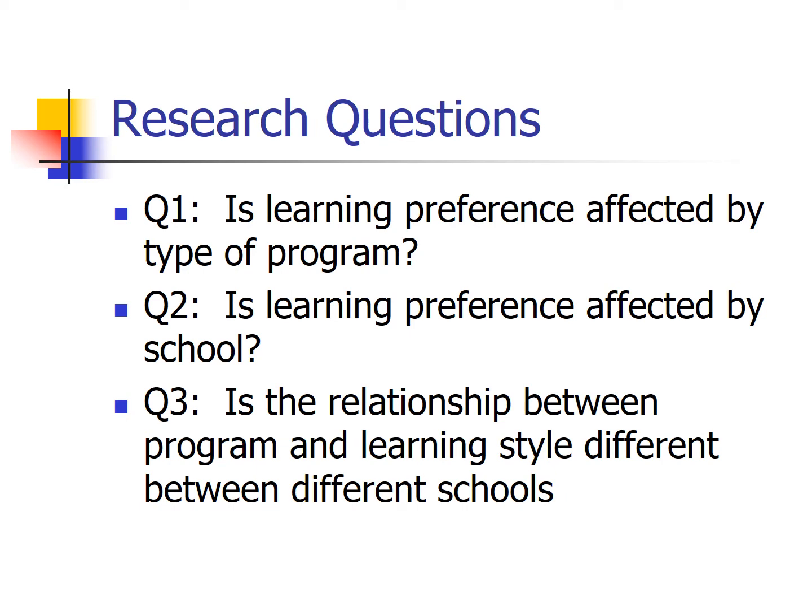So the researchers had three main questions. The first main question was, is learning preference affected by type of program? Some students were in this after-school program, some weren't. So we might consider these 2 different subgroups of students. Do these subgroups differ in terms of how they prefer to learn math?